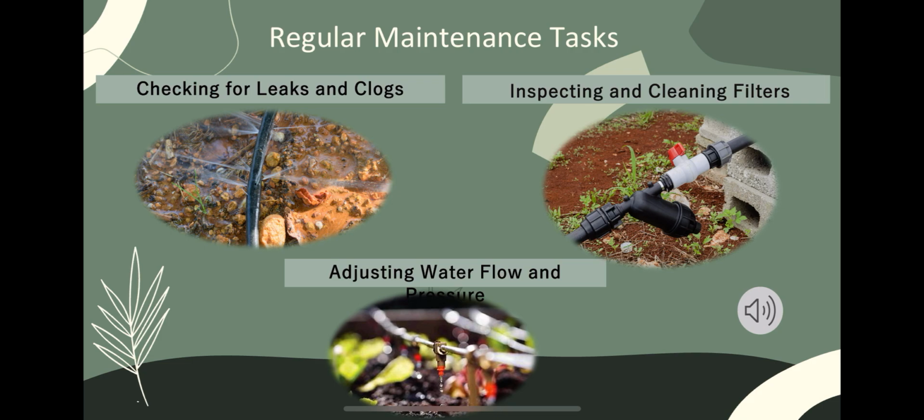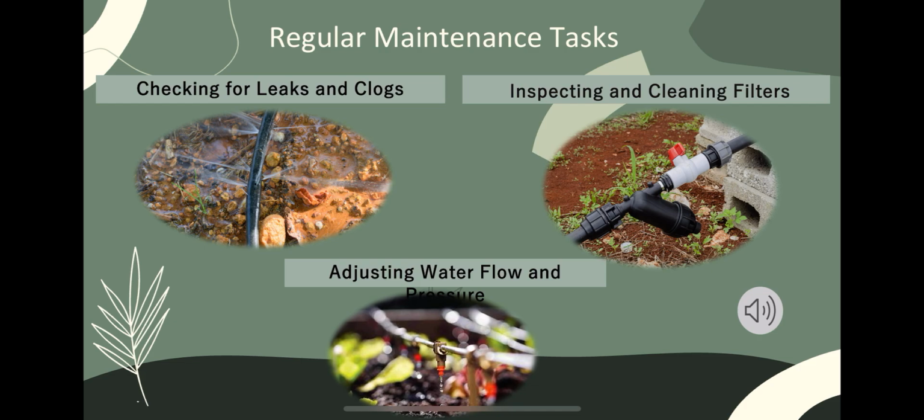inspecting and cleaning filters. Regularly inspect and clean the filters in your micro irrigation system. Filters prevent debris from entering the system and clogging the emitters. Clogged filters can lead to reduced water flow, uneven distribution, and even damage to the emitters. Clean the filters according to the manufacturer's instructions, ensuring they are free from blockage or buildup.